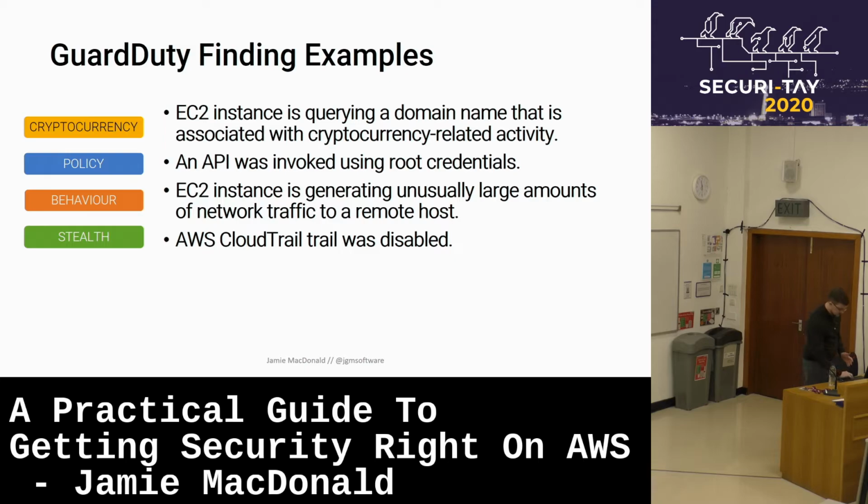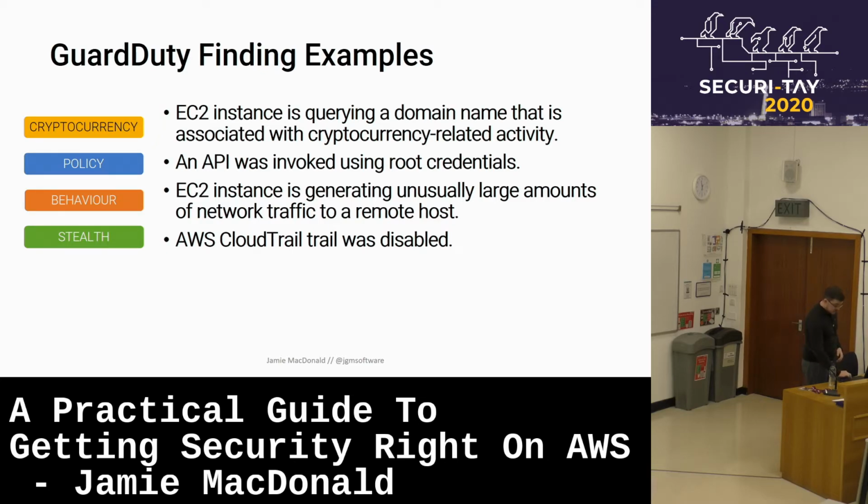So some of the examples we've got here: an EC2 instance querying a domain name that's associated with cryptocurrency related activity. So the way that probably works is when you deploy an EC2 instance, by default it's going to use AWS provided DNS servers in the subnet that you put it in. So AWS can inspect that traffic, see where your instances are calling out to and flag that up to you if there's anything malicious there.